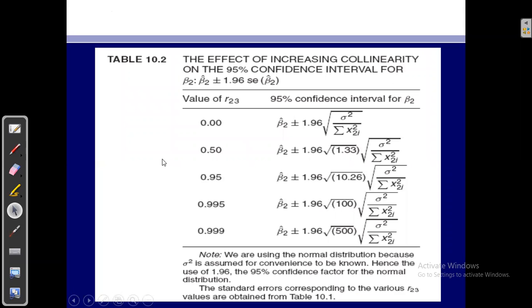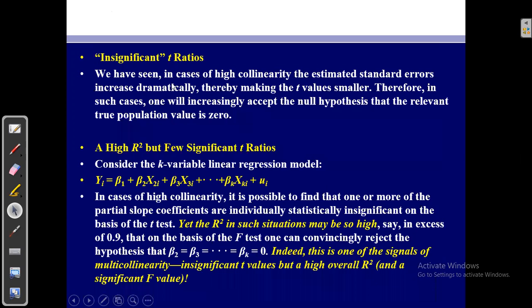That is, what is this null hypothesis? H naught: beta 2 equal to 0, right? There are more chances that 0 would lie inside these intervals. So therefore, you may end up concluding that there is no effect of the corresponding x variable on the y variable, while maybe actually it is not the case.